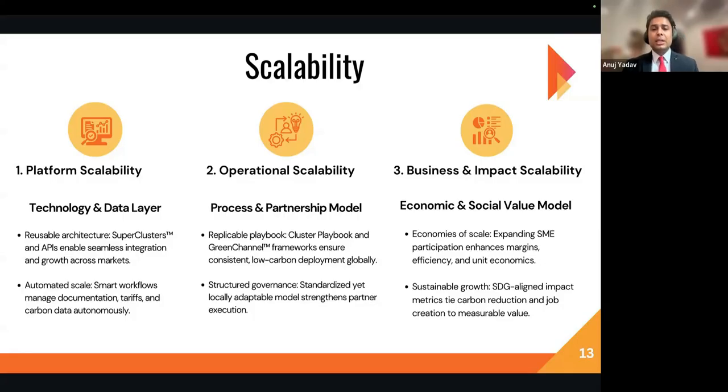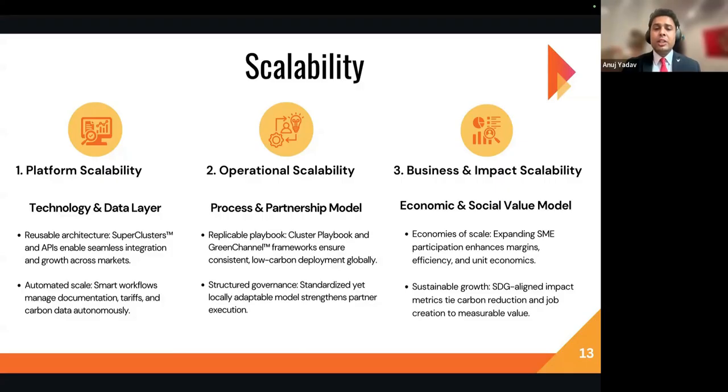Second, operational scalability. This is a repeatable playbook. Every cluster follows the same 3-step roadmap using the Green Channel model. The 80-20 structure, where 80% is standardized globally and 20% localized, keeps quality and carbon tracking consistent while adapting to local compliance.